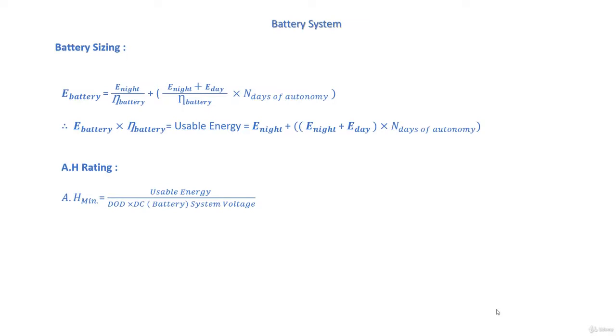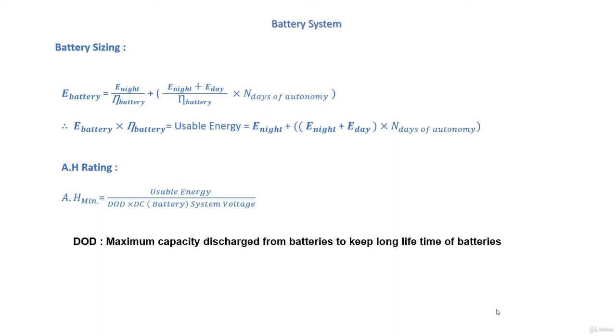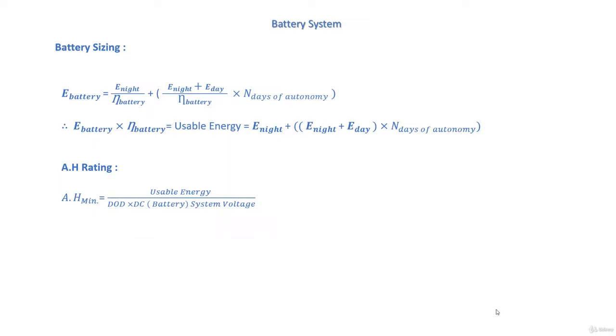So after deciding the usable battery energy, you have to calculate the ampere hour of the batteries. Ampere hour equals E-battery divided by DOD, or the depth of discharge, or the maximum capacity that could be removed from the batteries to help keep a long lifetime. This number is divided by the battery's rated voltage or the system voltage. DOD is recommended by the manufacturer, so now you can have the ampere hour or the C10 rating.